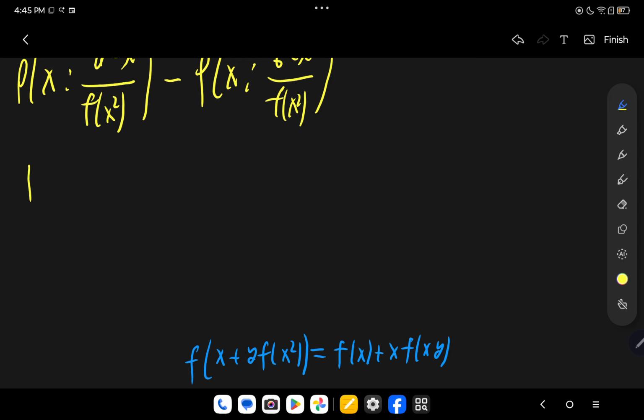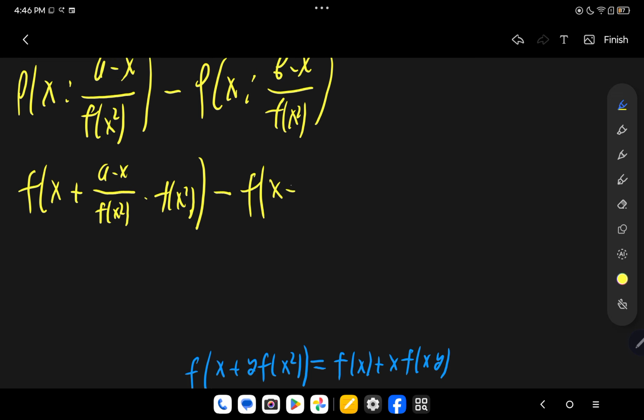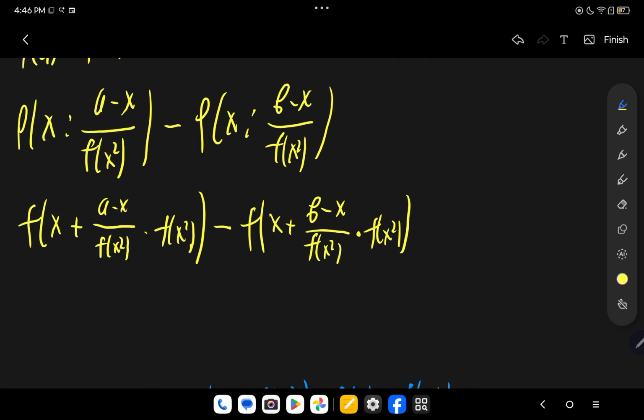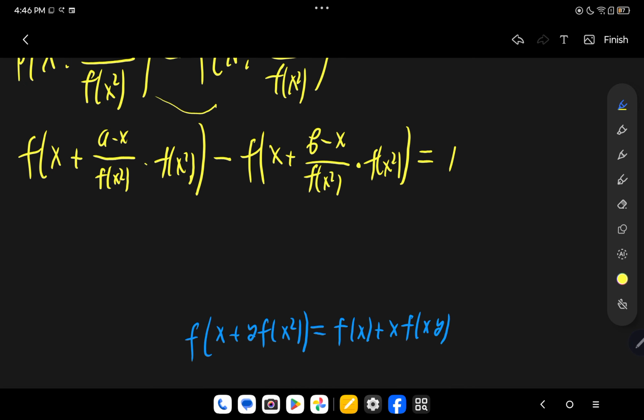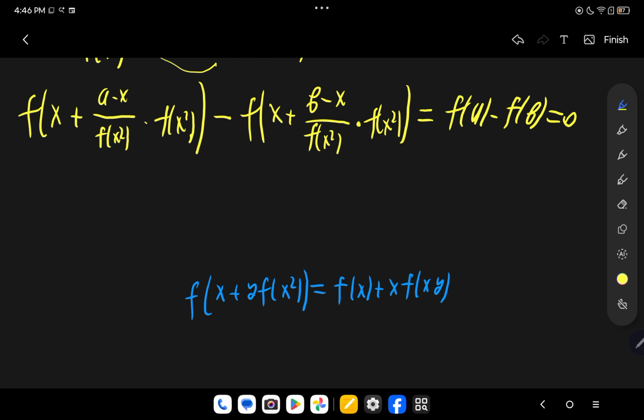So we get f(x plus (a minus x) divided by f(x) squared times f(x) squared) minus f(x plus (b minus x) divided by f(x) squared times f(x) squared). So we will get this on the left side if we subtract these two, which is equal to f(a) minus f(b), which we know is 0.